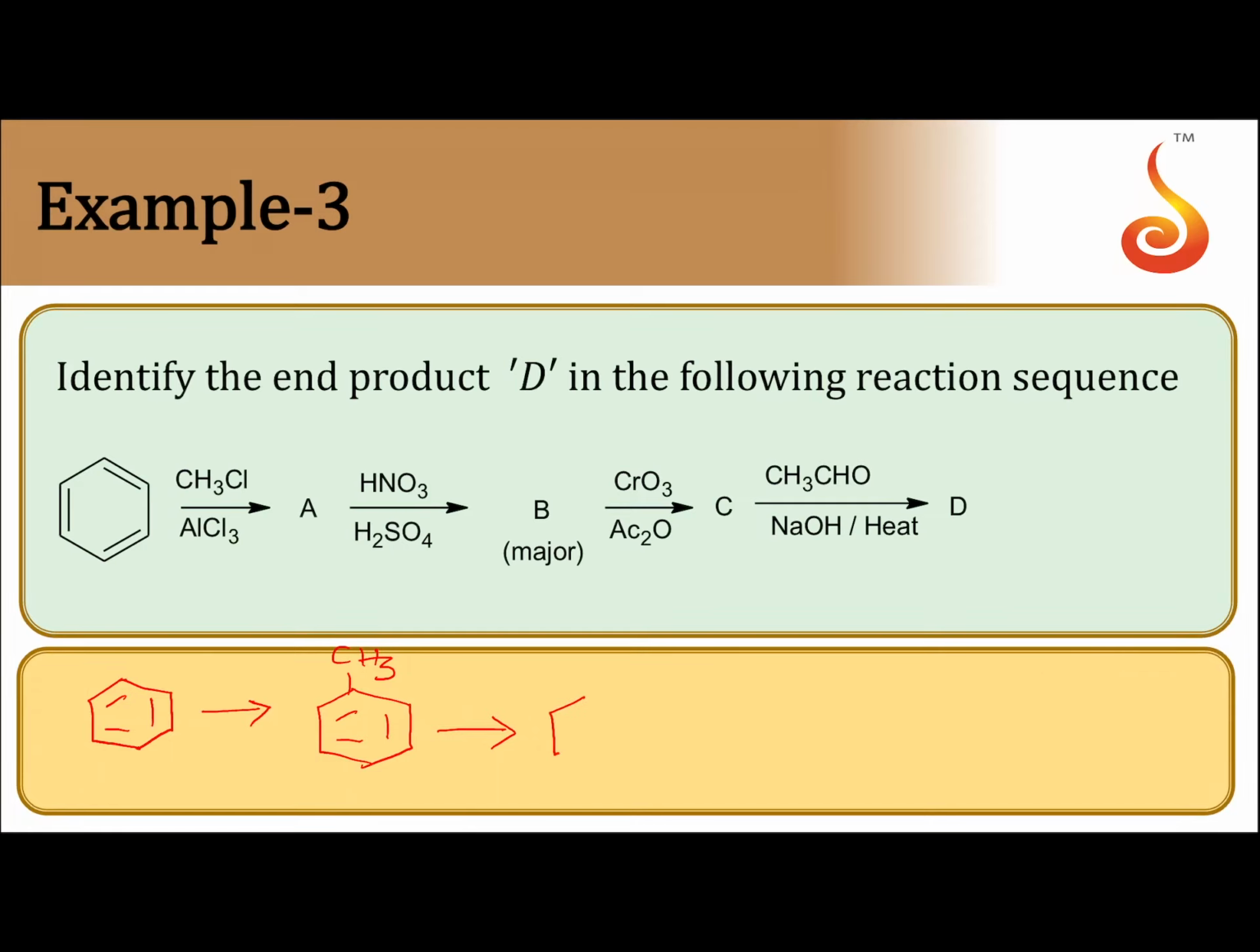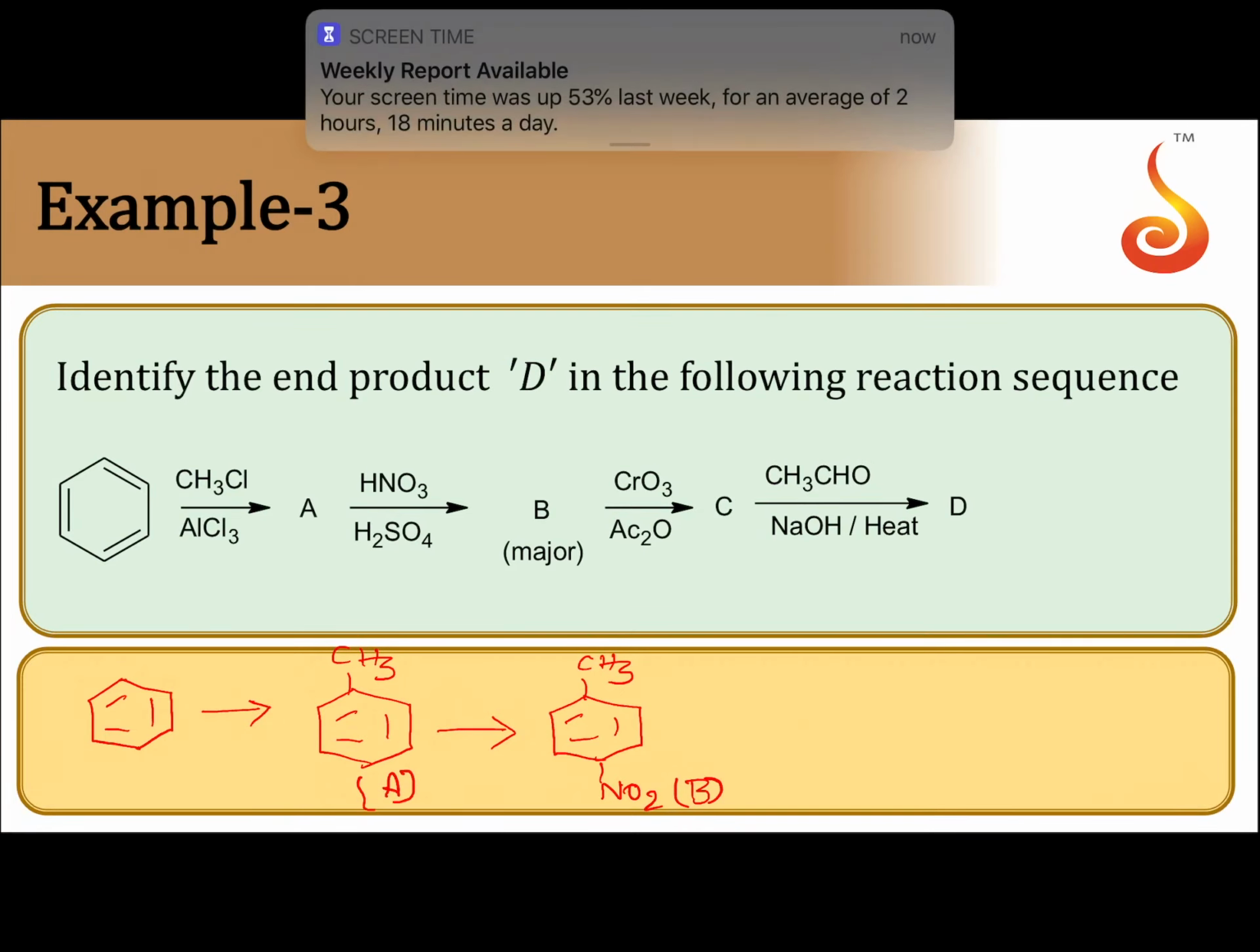This methyl benzene is treated with concentrated nitric acid and H2SO4, the nitrating mixture. So what will I get? Para-nitromethylbenzene. Because they asked about the major product, para-nitromethylbenzene is the major product.